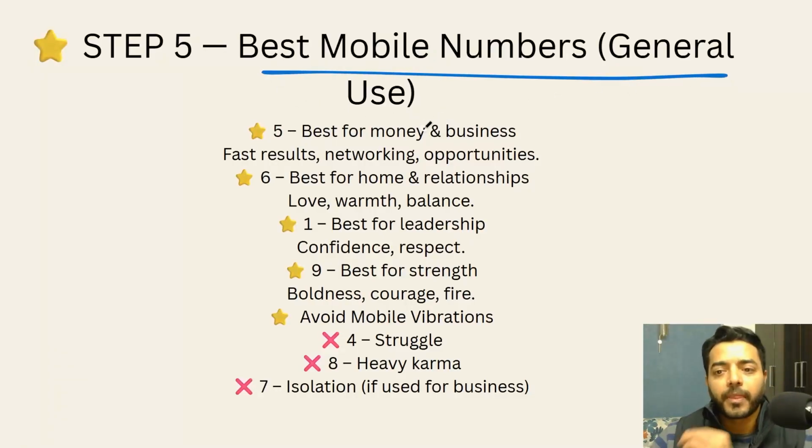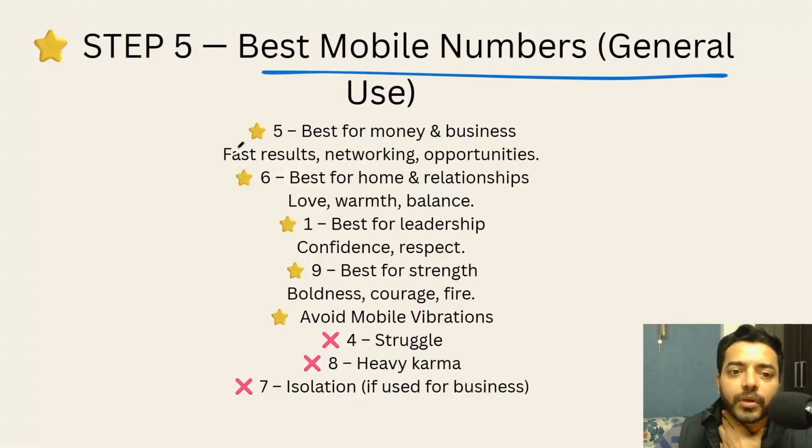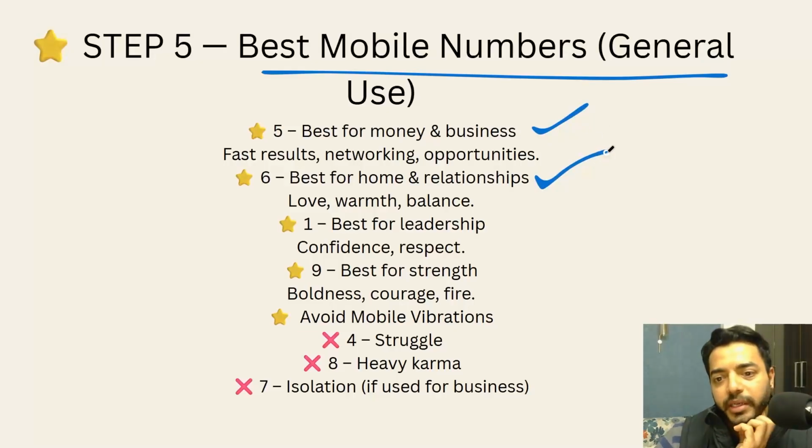Okay. So best if you want, let's say you added all the digits of your mobile number and it came up to one digit. If that digit is 5, then best for money and business. If that digit is 6, then best for home and relationships, obviously. 5 is Mercury, 6 is Venus. 1 is leadership, Sun. 9 is for strength, Mars, right?